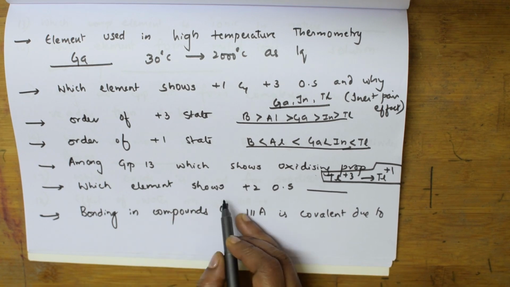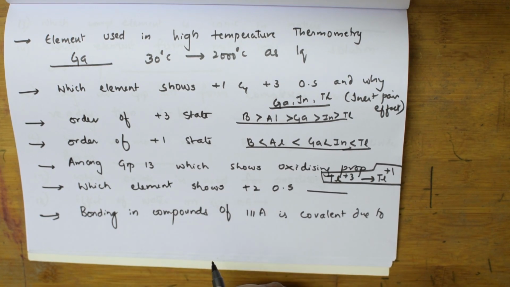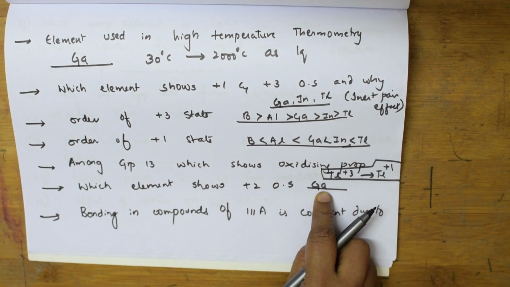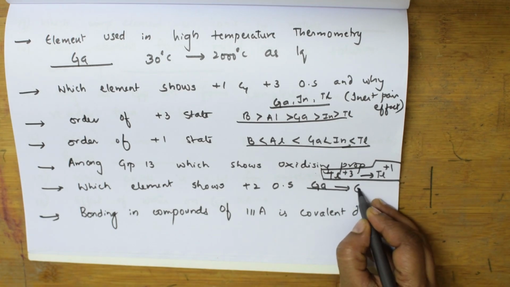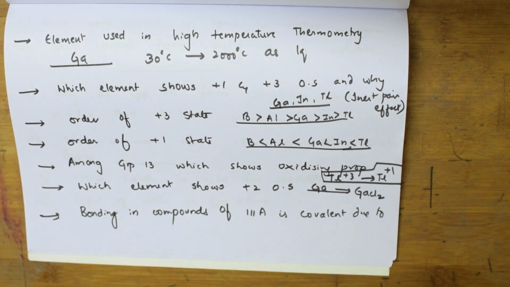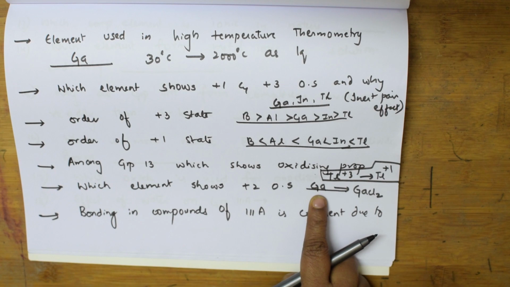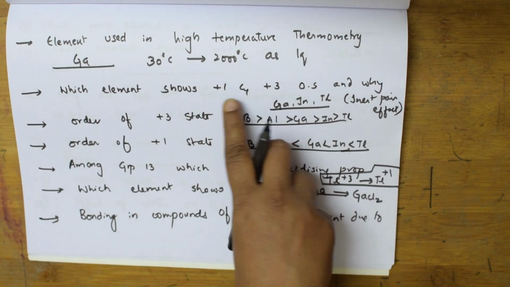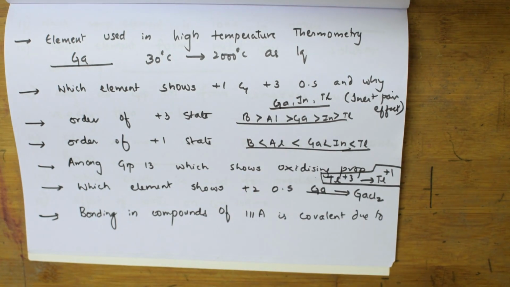Next question, which element shows +2 oxidation state, right? So the +2 oxidation state element is gallium. Remember this option. In which one is it showing +2 oxidation state? Basically it's going to show in GaCl2. In this compound it's going to show +2. So +2, +1 is here, +3, +2 is here, +3 is here, +1, +2, +3. Done. So these are the different things. Let us see one more question.